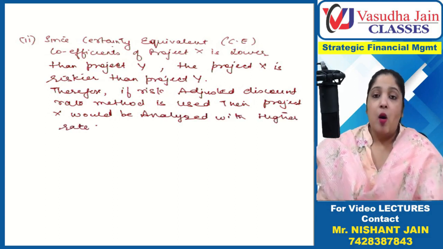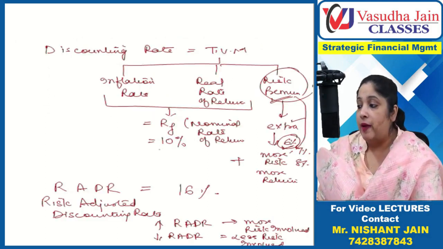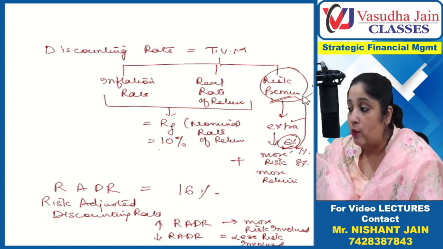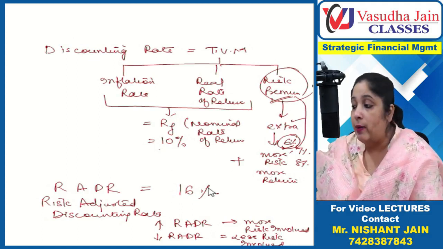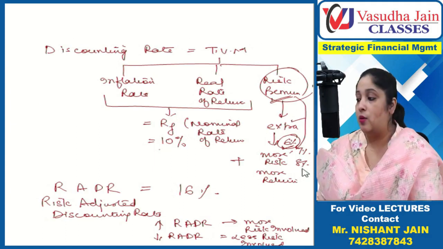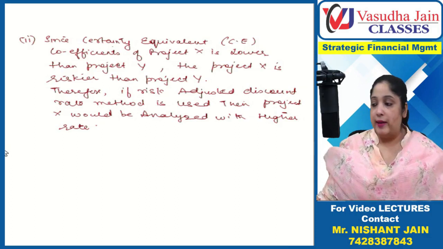Why a higher rate? Obviously, project X involves more risk, and if any project is having more risk, we would like to have more return. So the discounting rate will increase in that case. Okay, so please write down the answer now. This is the final answer.